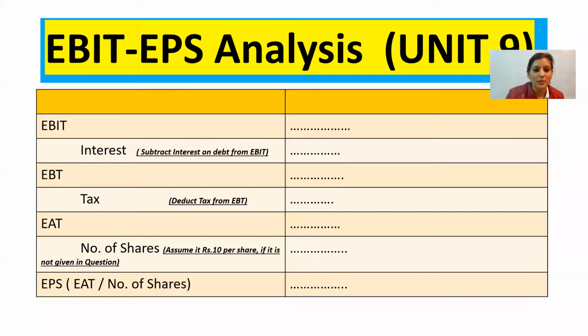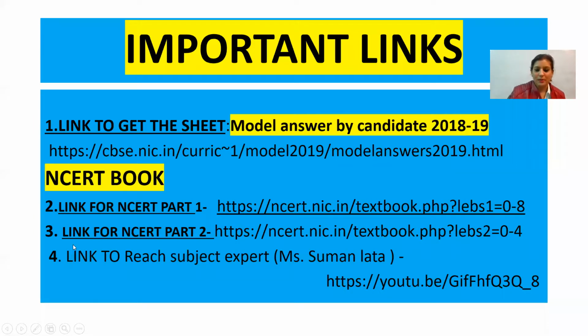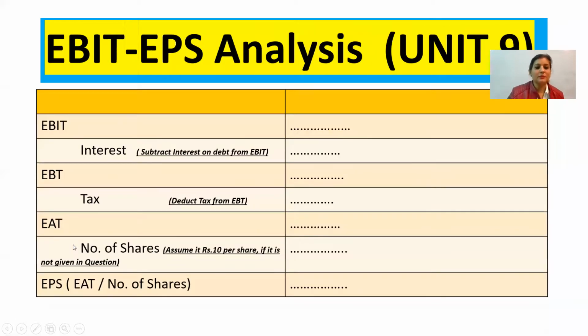EBIT, earning before interest and tax. Deduct interest, interest on debt जो आपने लोन लिया है उधार, and after deducting interest from EBIT, EBT will be there, earning before tax. Now deduct tax, given in the question, and then you get earning after tax, EAT. Divide earning after tax by number of shares, and we'll get EPS, earning per share. This is your answer.